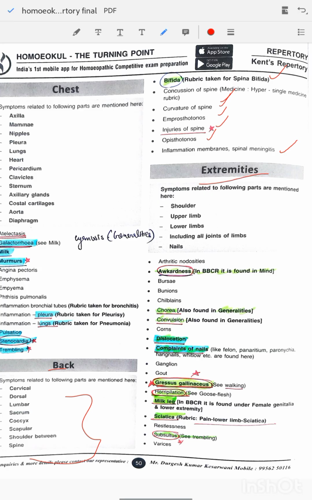In extremities, you have symptoms related to shoulder, upper limb, lower limb, including all joints of limbs and nails. In extremities: arthritic nodosities, awkwardness, bursa, bunion, chilblains, chorea, contraction, corns, dislocation, complaints of nails such as felon, panaritium, paronychia, hangnails, whitlow, ganglion, gout, heartbeat palpitations, that is goose flesh, milk leg, sciatica, restlessness, subsultus, varicose.